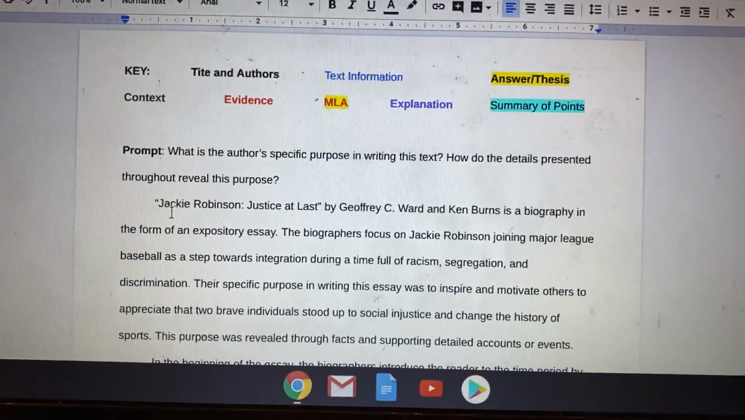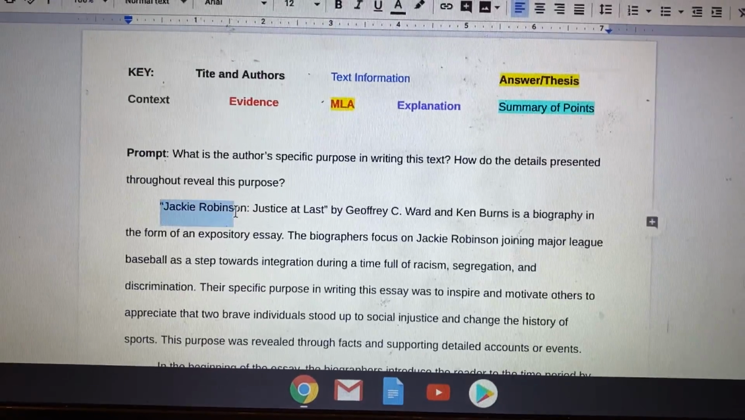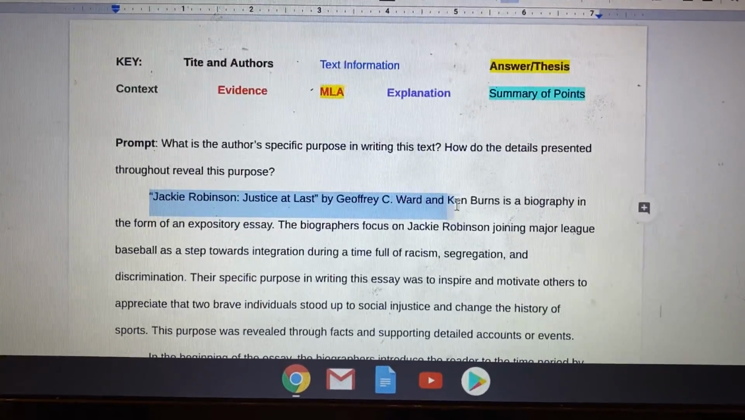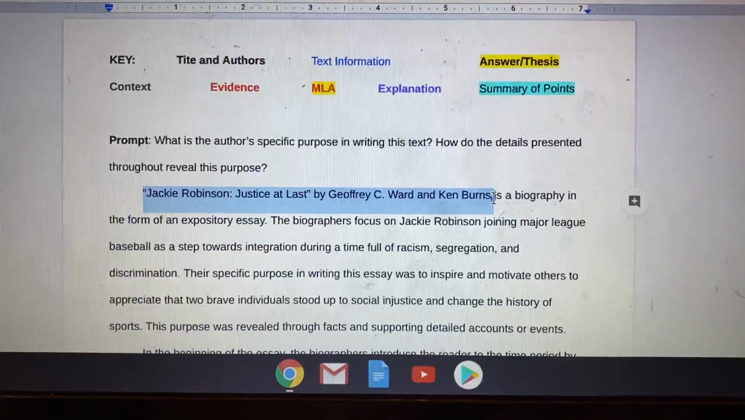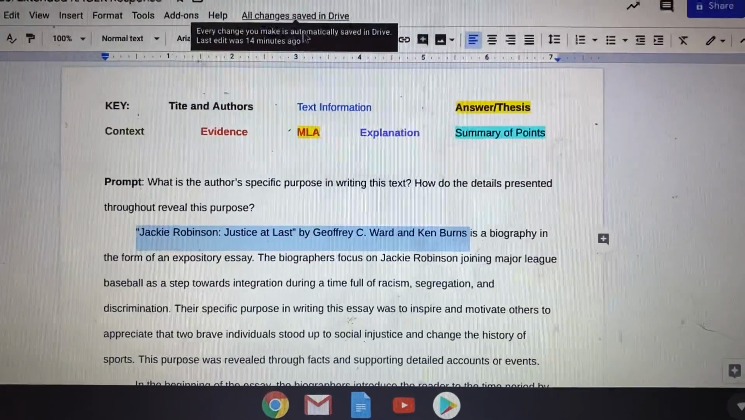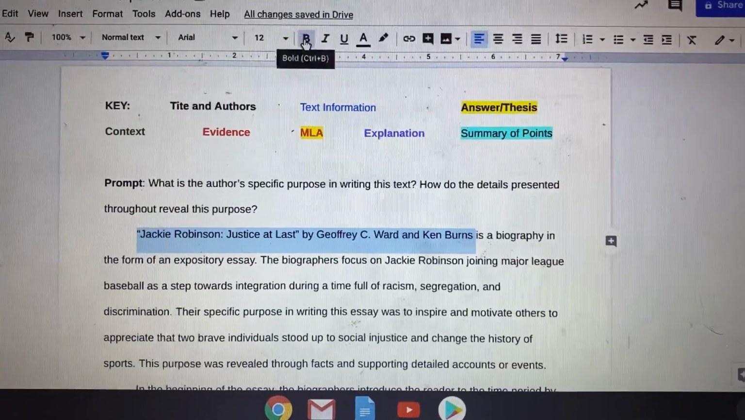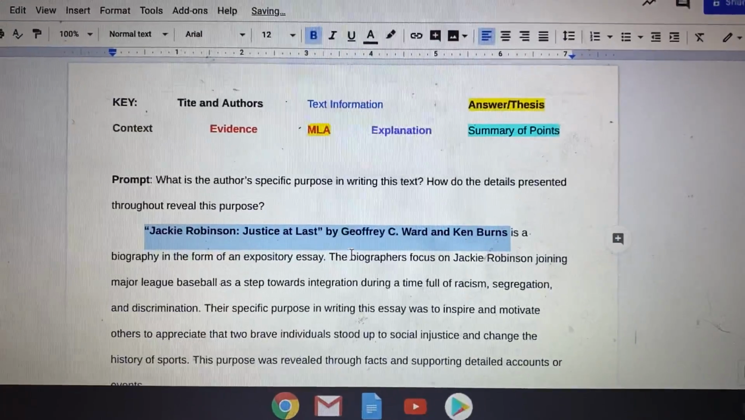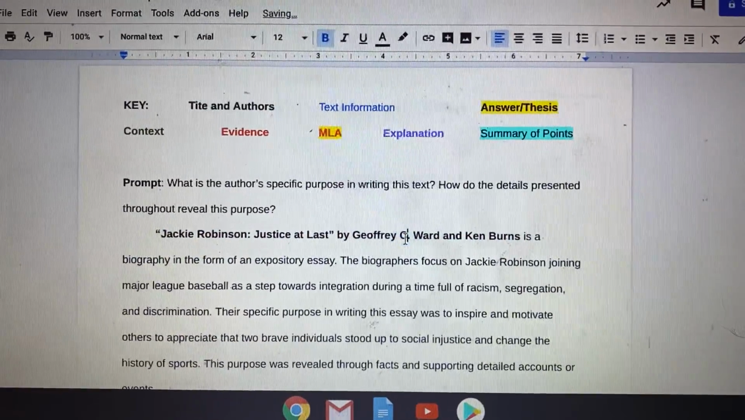This was my intro paragraph. I noticed that I did include my title and my author. Every single one of you should have this in your intro paragraph. So if you don't, you are revising for this today. Then you want to bold it. This is a way of checking off that it's done.